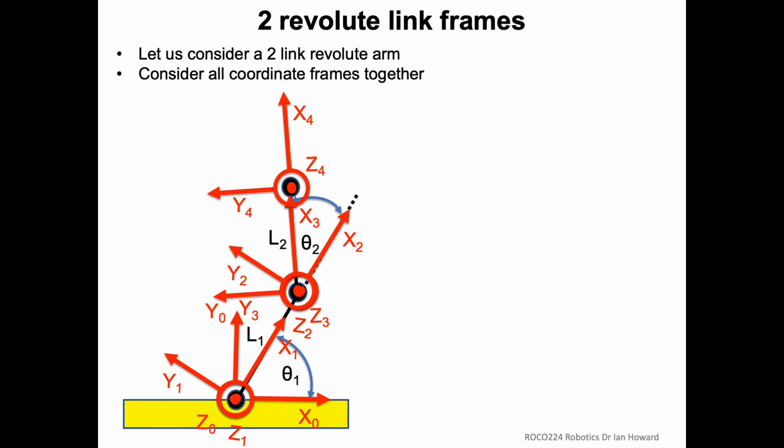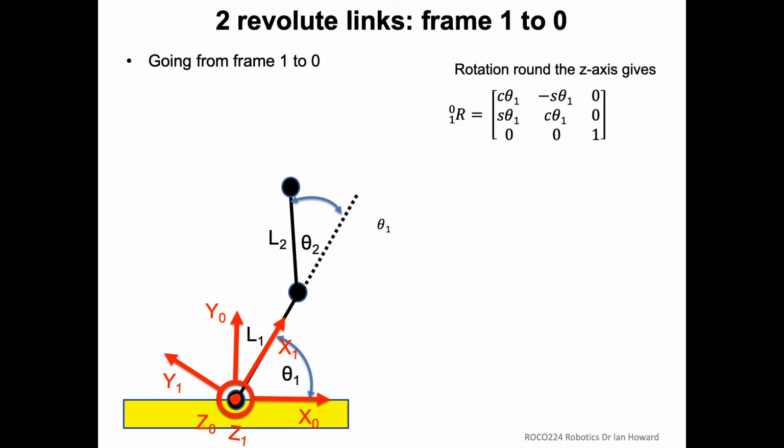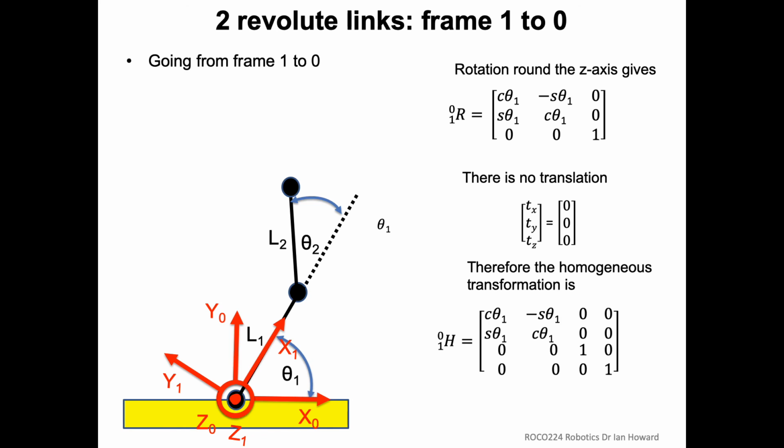So let's do them in stages, right? Going from 1 to 0, again, we just see that this is a rotation of theta 1 around the Z-axis, right? So a rotation from 1 to 0. The frames are actually coincident in terms of their origin, so there is no translation. So our homogeneous transformation for 1 to 0, just like it was before, is just the rotation part around the z-axis and no shift.